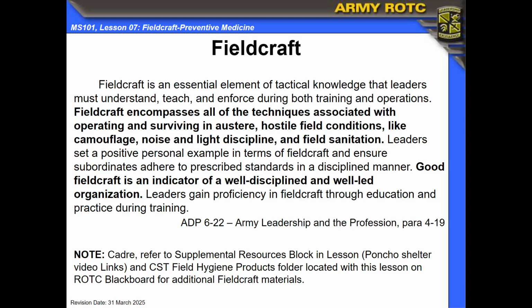All right. Fieldcraft is an essential element of tactical knowledge that leaders must understand, teach, and enforce during both training and operations. Fieldcraft encompasses all of the techniques associated with operating and surviving in austere, hostile field conditions, like camouflage, noise and light discipline, and field sanitation. Leaders set a positive personal example in terms of fieldcraft and ensure subordinates adhere to prescribed standards in a disciplined manner. Good fieldcraft is an indicator of a well-disciplined and well-led organization. Leaders gain proficiency in fieldcraft through education and practice during training.